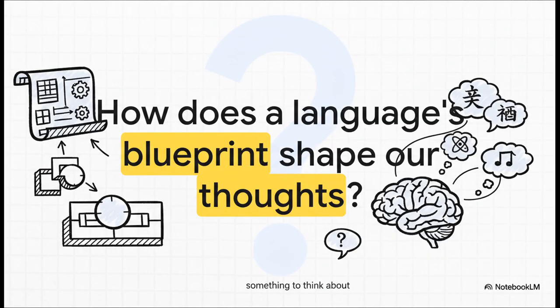And that really leaves us with a much bigger question to chew on, doesn't it? We've just looked at the blueprint for Japanese, with its own unique set of parts and its own rules for putting them together. So it really makes you wonder, if grammar gives us the building blocks for our language, how does the specific shape and design of those blocks actually influence the kinds of thoughts we can build with them? Pretty wild to think about.